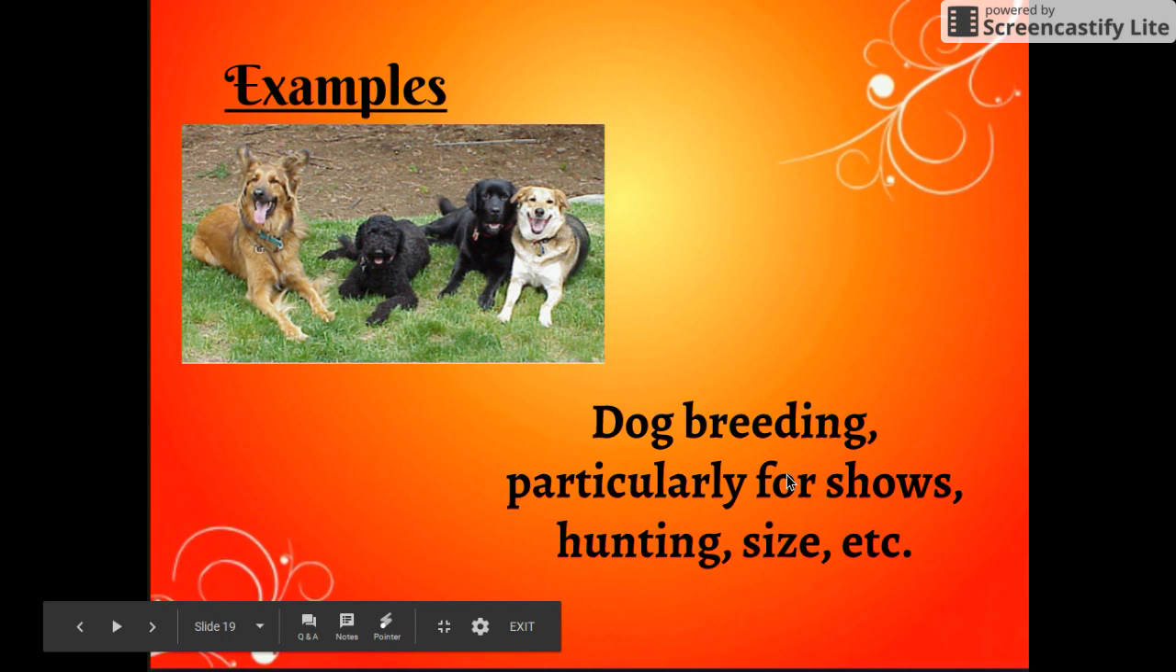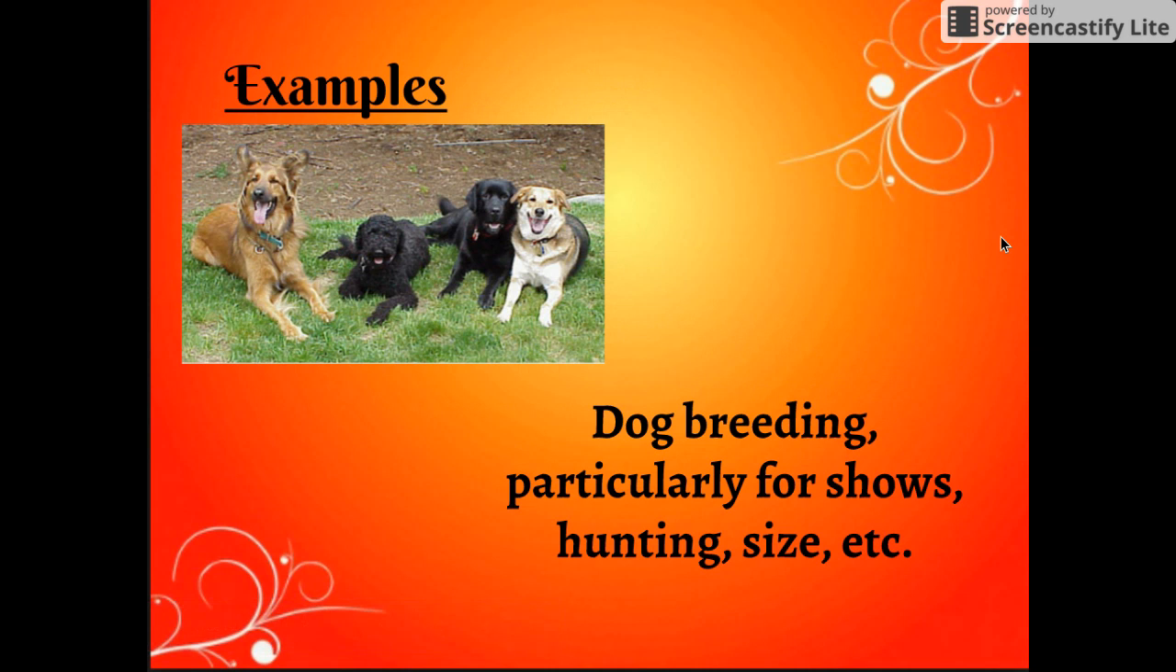So some examples are dog breeding. If somebody does dog shows, they might only want some certain dog traits to be passed on. So you have a show dog, and people pay lots and lots of money to get their hands on one of the offspring from famous show dogs, because then the offspring will also hopefully win the dog shows and have some of those same traits.